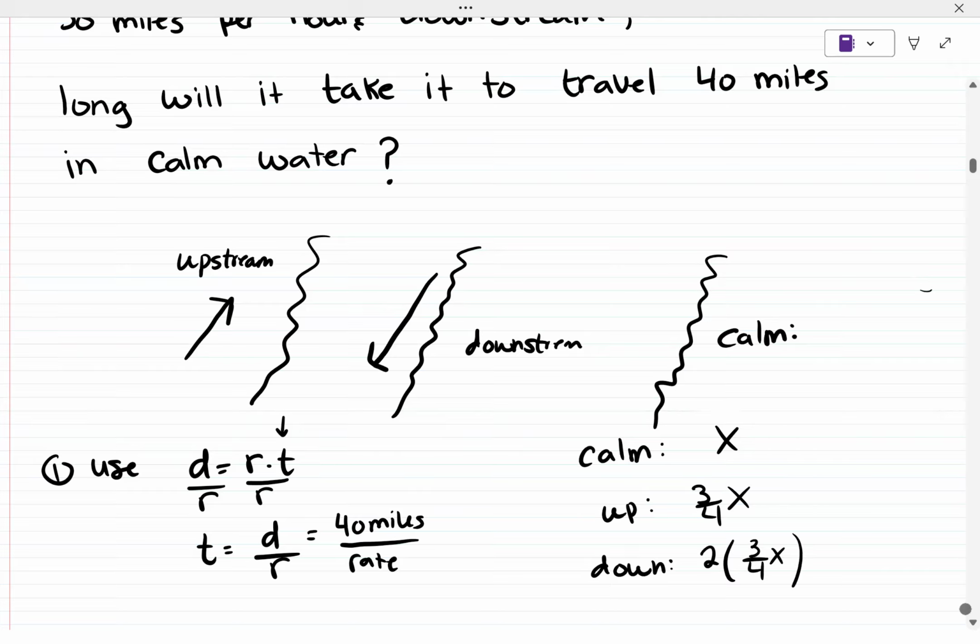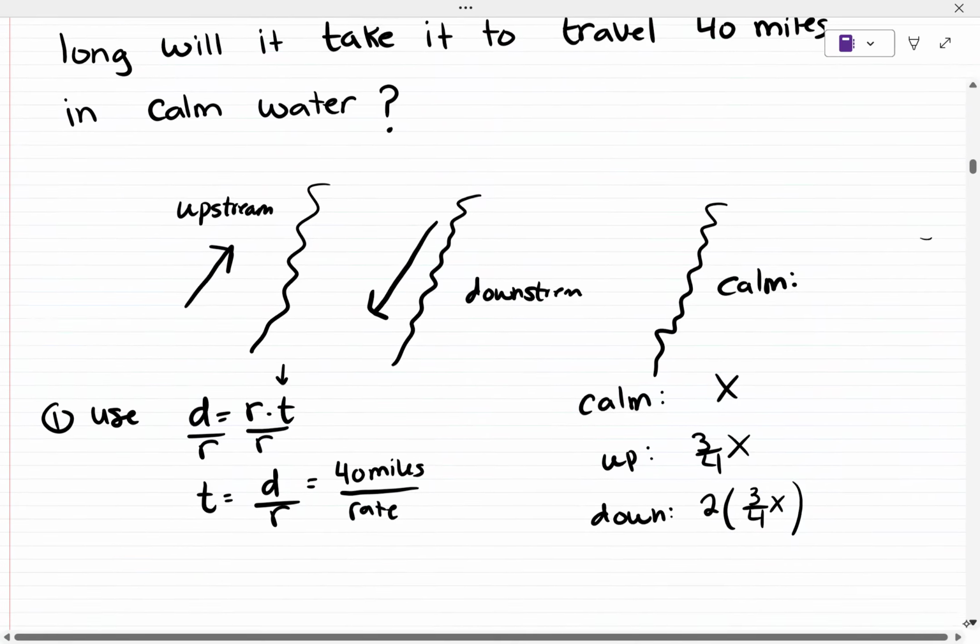Okay. So for calm it is X. For going upstream, they're saying it's three-fourths as fast as calm water, so that's why I did three-fourths of X. And then downstream, it's twice as fast as going upstream. I know that's confusing.